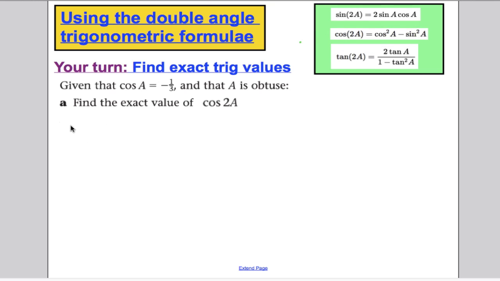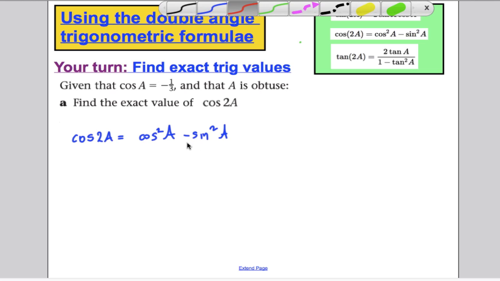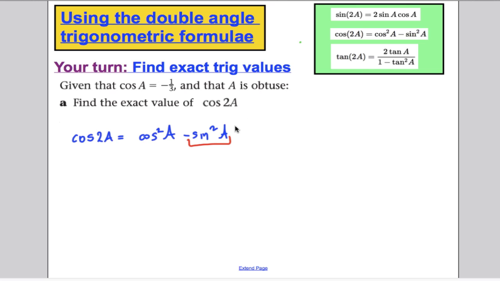Okay, we want cos 2a, so cos 2a using our double angle formulae is simply cos squared a minus sine squared a. Okay, now we've got cos squared a, we could find sine squared a, and then we would substitute those values in and find what cos 2a is. But we could be a bit cleverer here, and we could say that we know that sine squared a is 1 minus cos squared a.